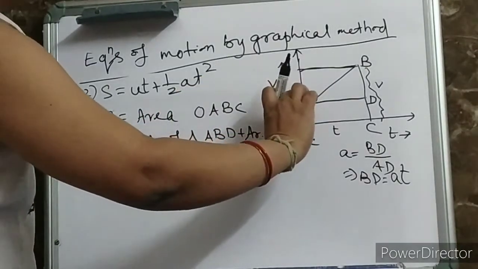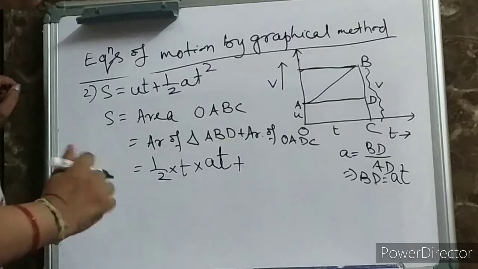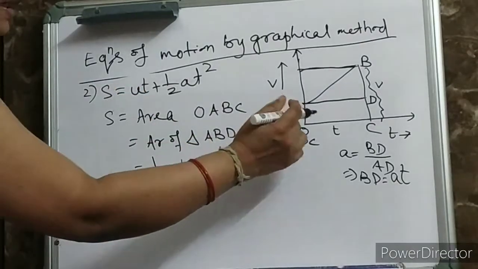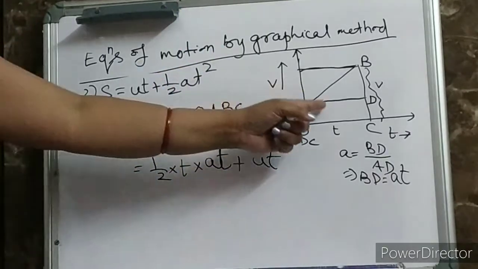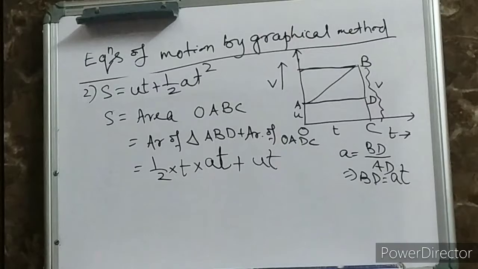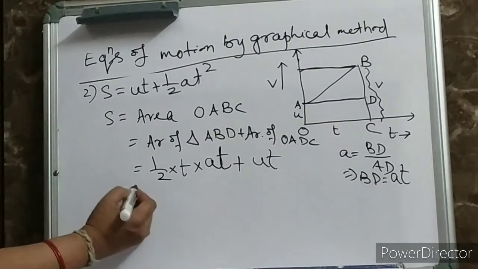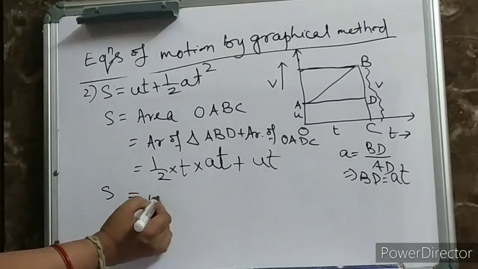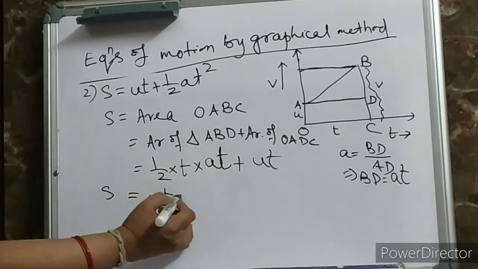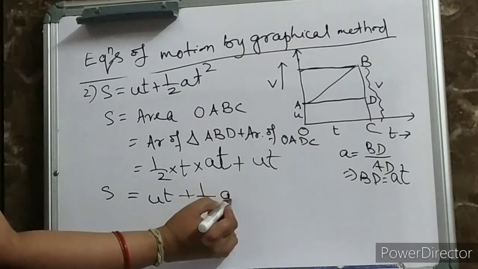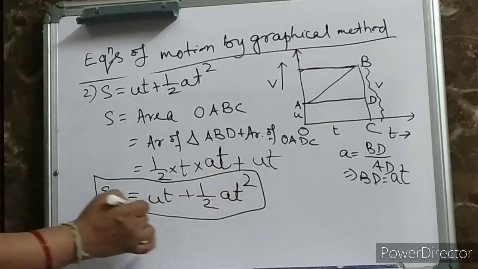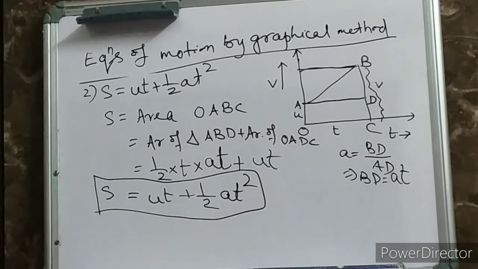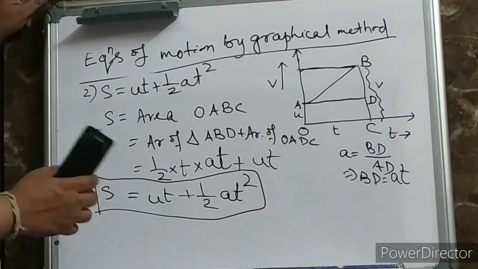Rectangle is this into this, length into breadth. So what is the length? Length is T and breadth is U. So the area of this rectangle is UT. Clear, children? So how will you write now? S is equal to, let me write this term first, UT plus half AT square. Clear? Easy proof? Okay. Please note it down. If any doubt, write in the comment section box.